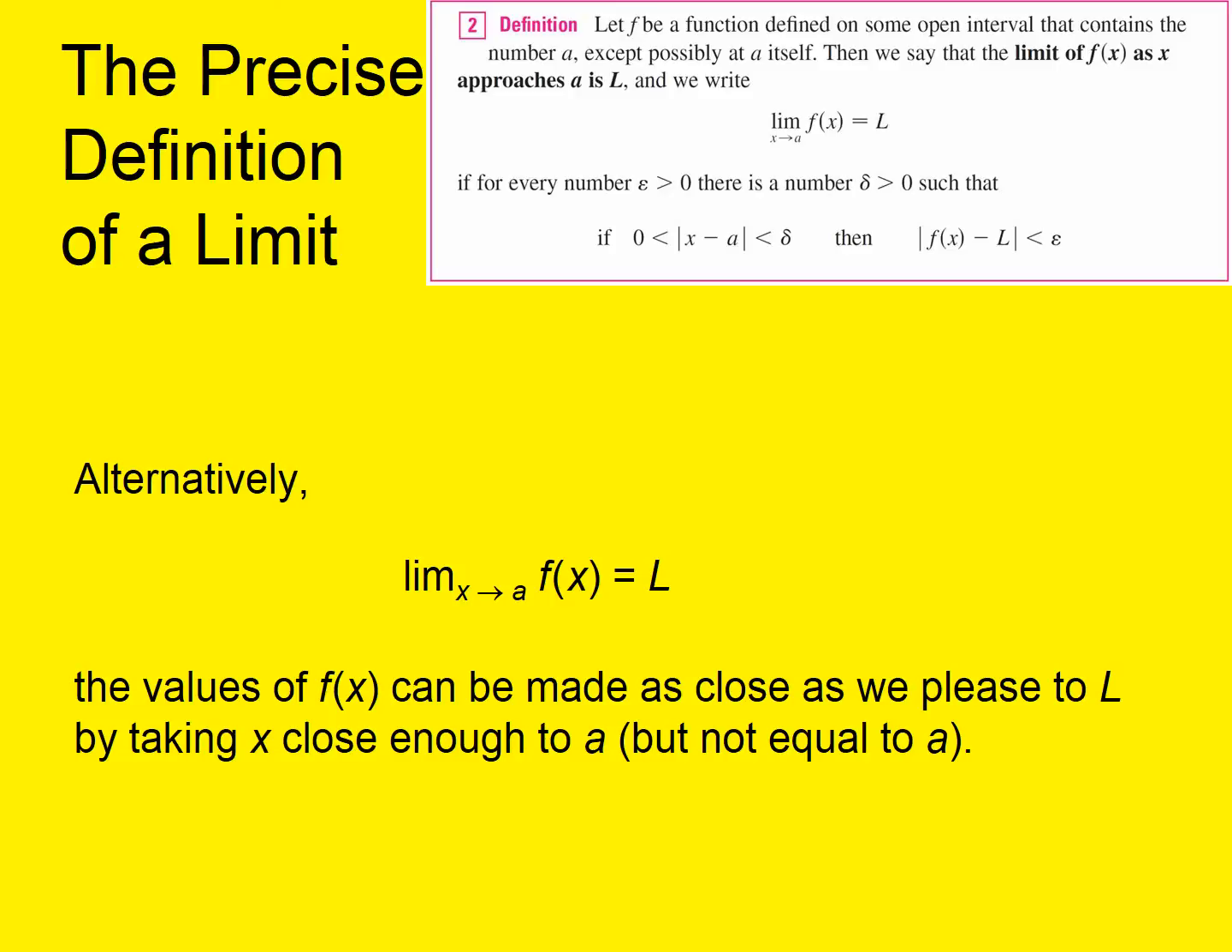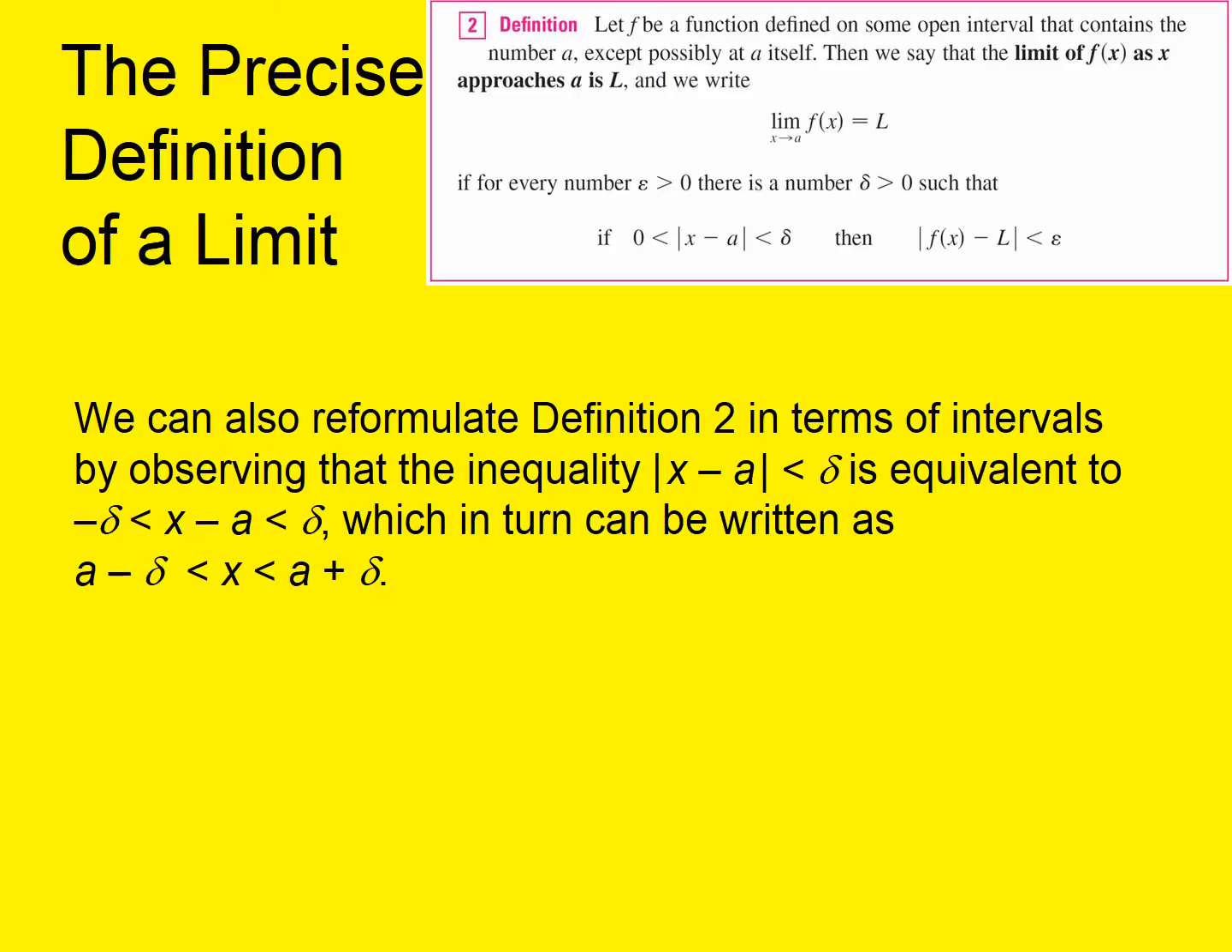Alternatively, for the limit as x approaches a of f of x equals L, the values of f of x can be made as close as we please to L by taking x close enough to a, but not equal to a. So if you don't like the word sufficiently close, by taking x close enough to a, we can get f of x to be as close as we like to L. We can get values of f of x as close as we like to L if we make x sufficiently close to a.